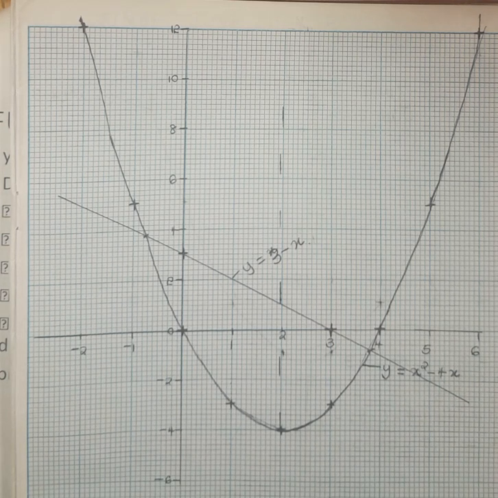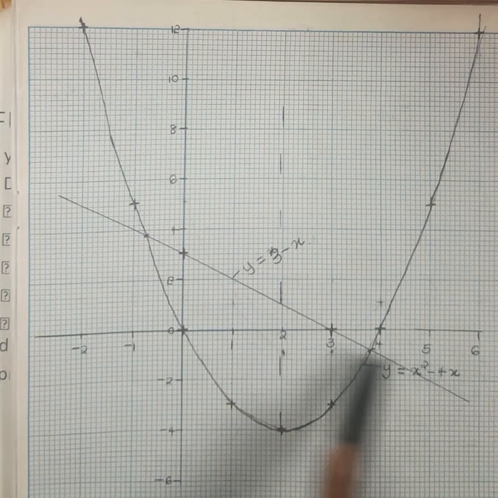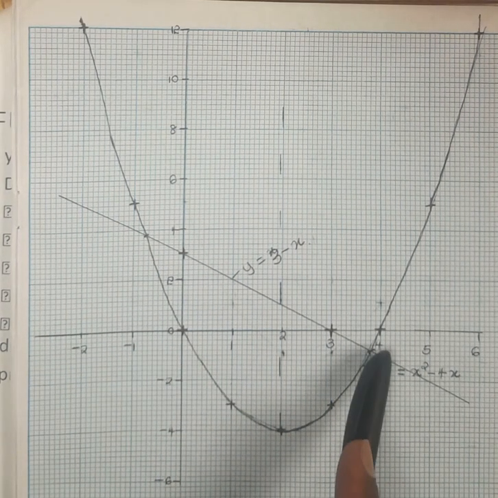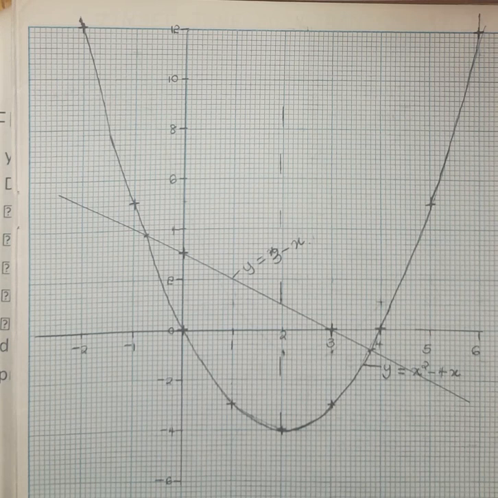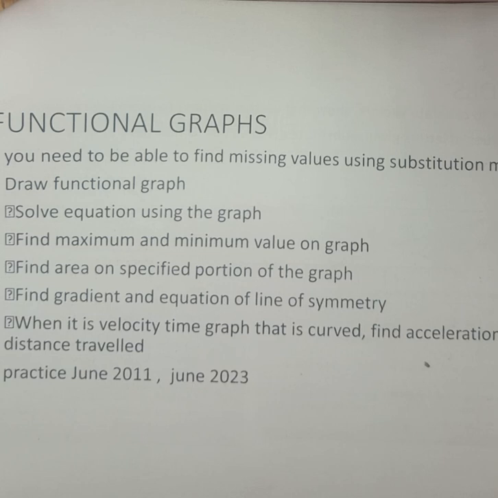So when you are solving the equation, you're going to write the x values where the curve is intersecting with this line. They are intersecting here and also here. So you write the x coordinate where they are intersecting. That is going to be the solution of the equation. And then you need to be able to find the maximum and minimum value on the graph. So if the graph is facing upwards, they are going to ask you about the minimum. And when the graph is facing downwards, they are going to ask you about the maximum, right?